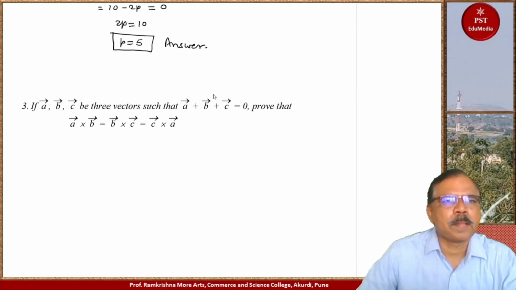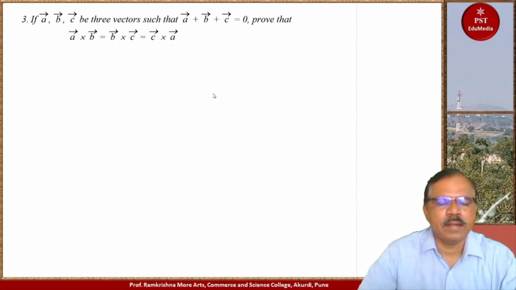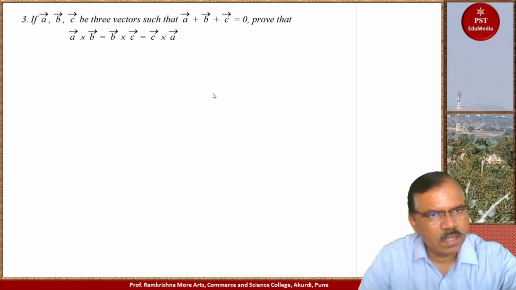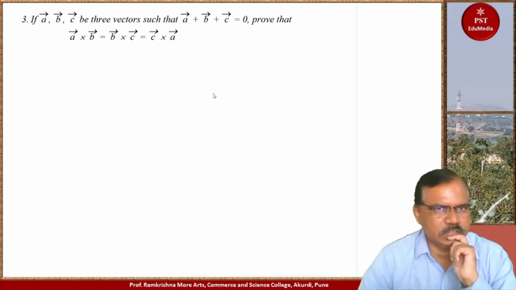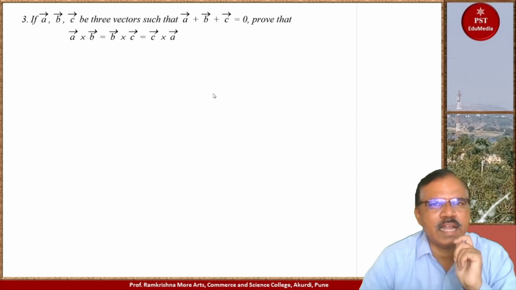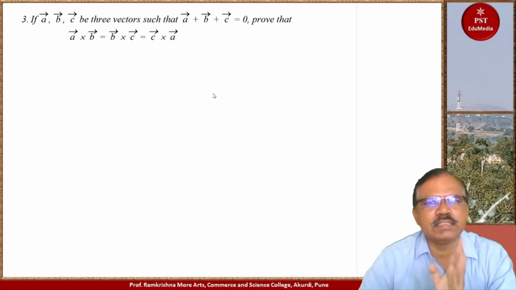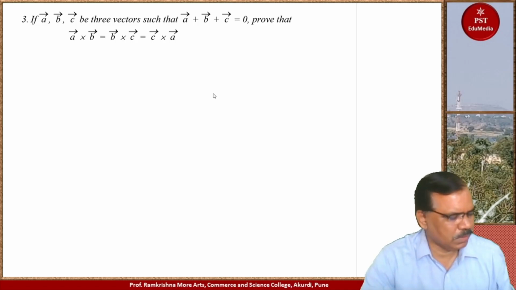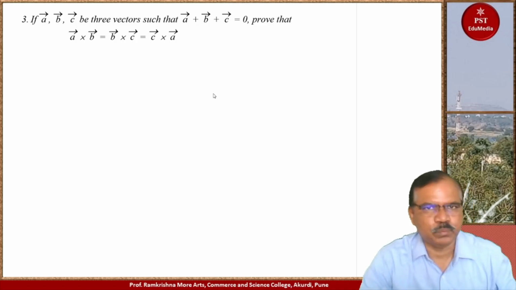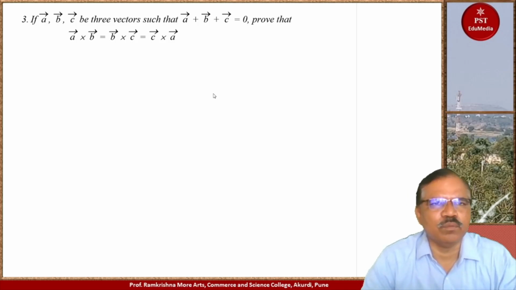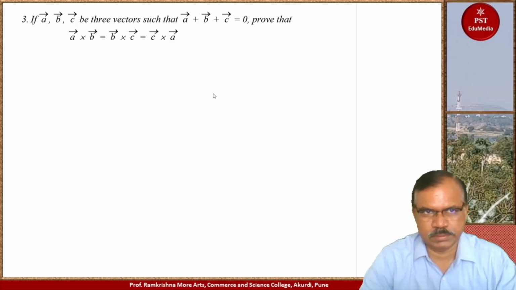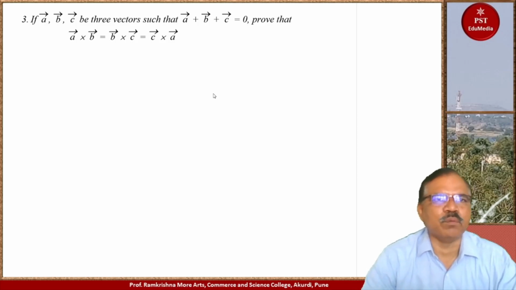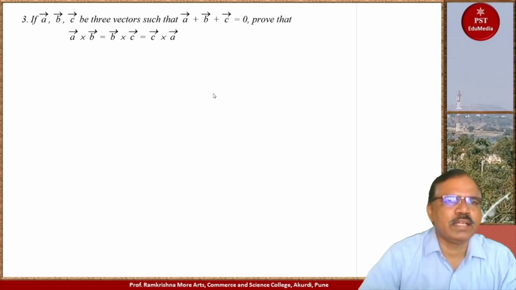Now, next one. If A, B, C are three vectors such that A plus B plus C is equal to 0, means the addition of three vectors is 0, prove that A cross B is equal to B cross C is equal to C cross A. So we have to prove this. Now how can we prove?